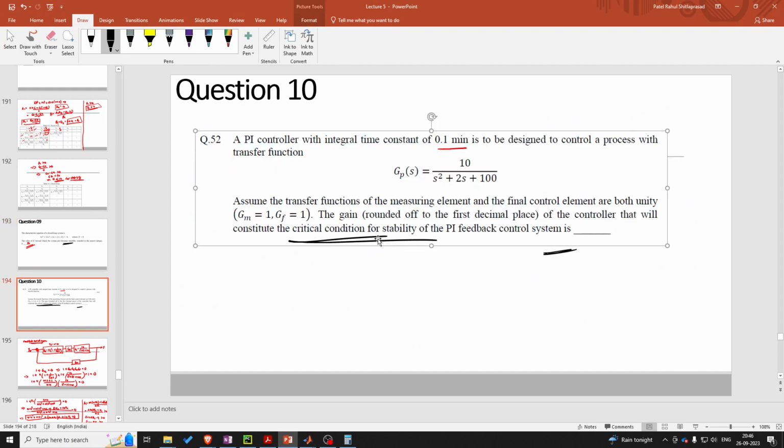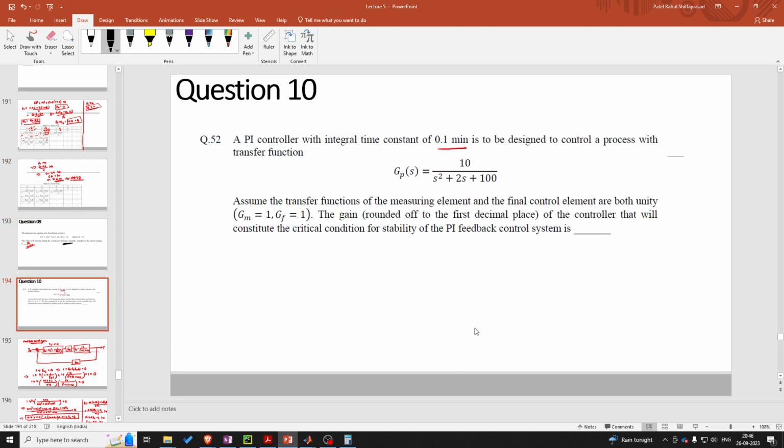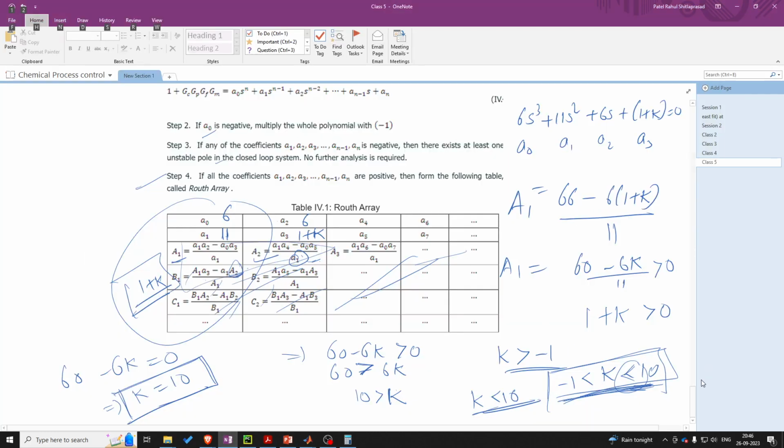So this question related to critical condition of stability was for the next question. So we will try solving this question also. This is the last question for the day, whereby we have been given a PI controller with integral time constant 0.1 is to be designed to control a process with transfer function given by this equation. Assume the transfer function of the measuring element and the final control element are both unity. The gain of the controller that will constitute the critical condition for stability of the PI feedback control system is dash. So again, I will just share the methodology.